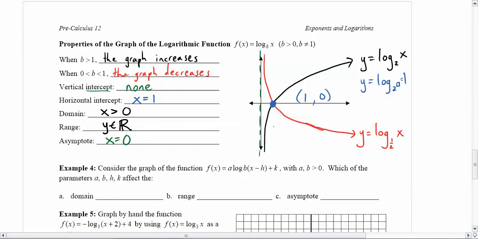So now we're going to look at some transformations of a log function. So let's say, for example, that we put in some numbers for A, B, H, and K. And basically, those numbers represent the things that we learned about in Chapter 1. So A is a vertical expansion, H is a horizontal translation, K is a vertical translation.